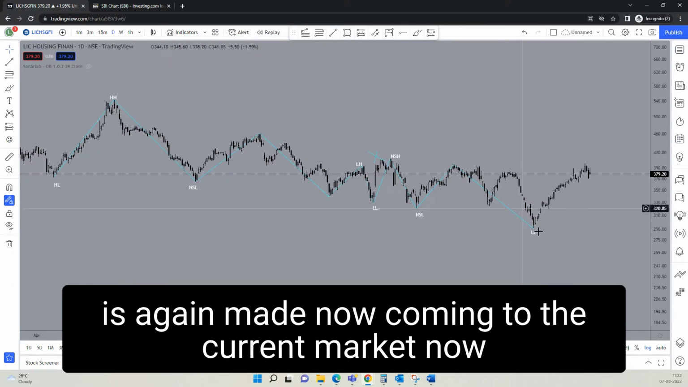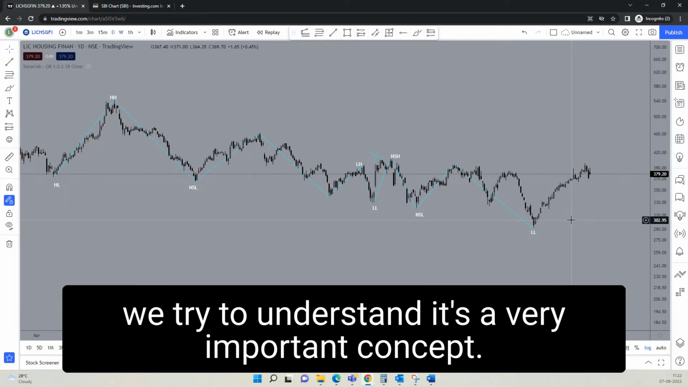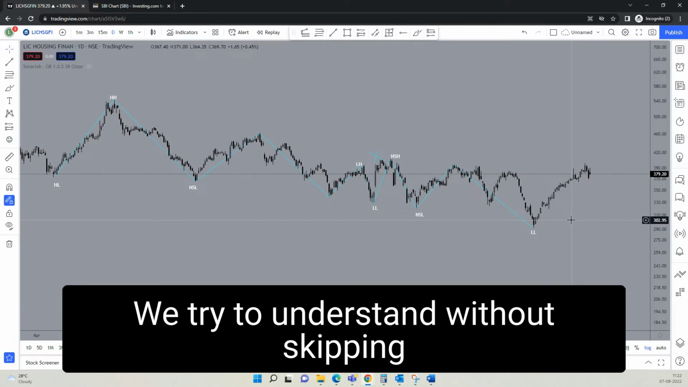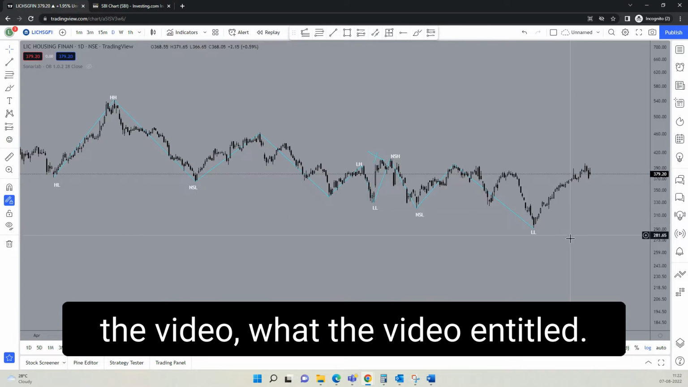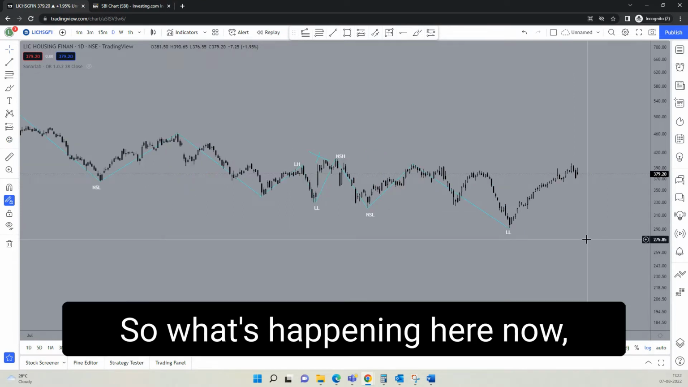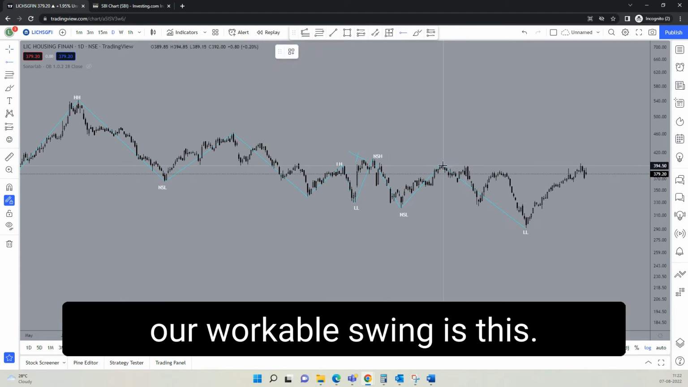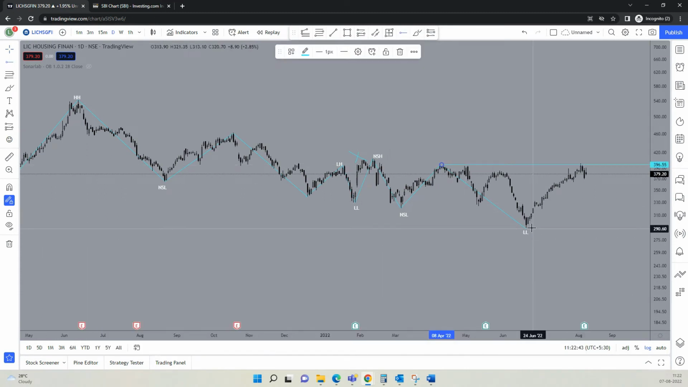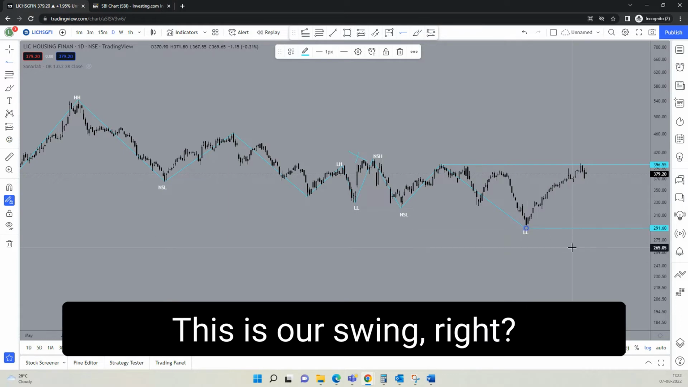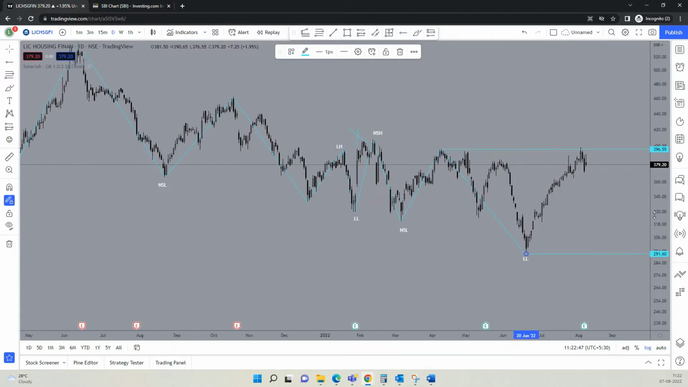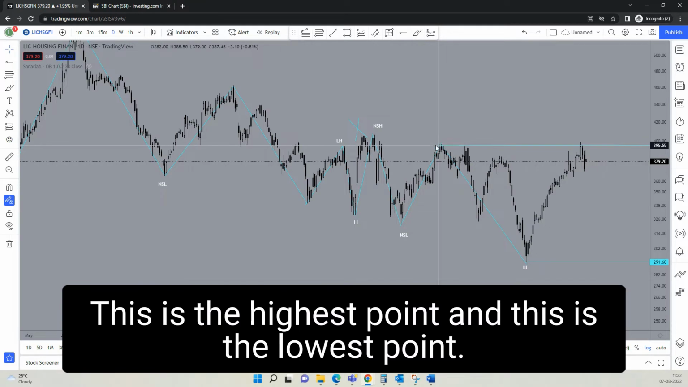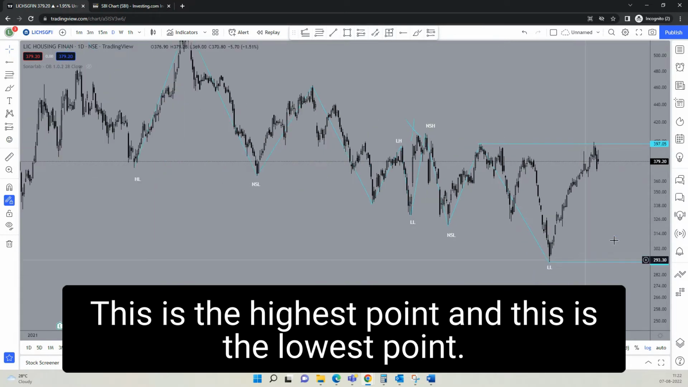Now coming to the current market swing, we try to understand. It's a very important concept. Please try to understand without skipping the video. Watch the video entirely. So what's happening here? Now our workable swing is this. This is our swing, right? This is the highest point, and this is the lowest point.